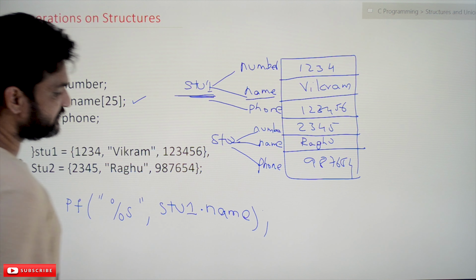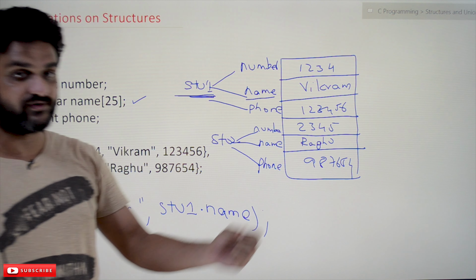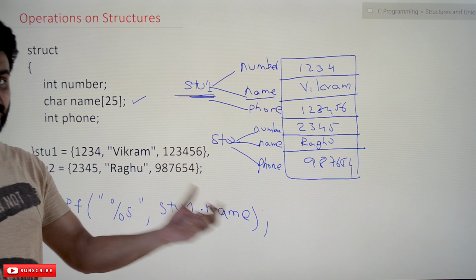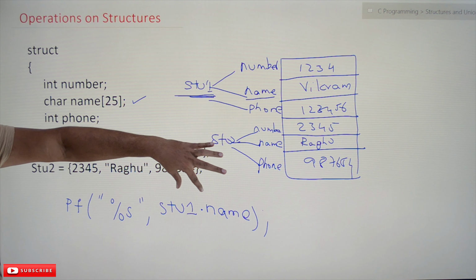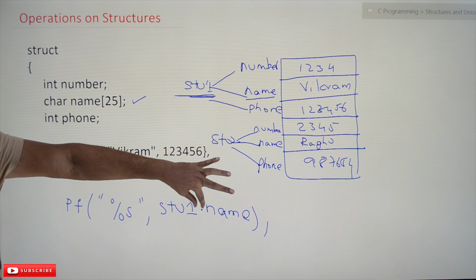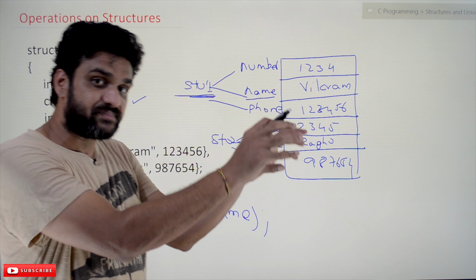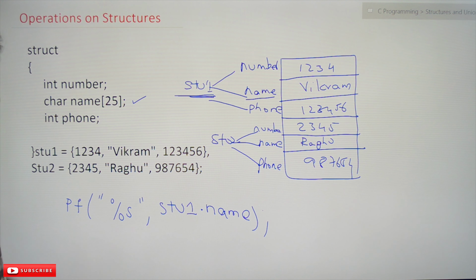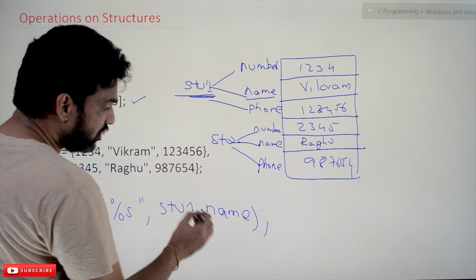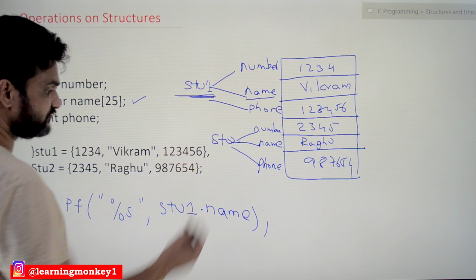So with this printf, the string Vikram will get printed. The important point to understand is that dot is the operator by which we can access the members of the structure variables. The members of the structure variables are accessed by the dot operator, stu1 dot name. So with this we are going to access Vikram.